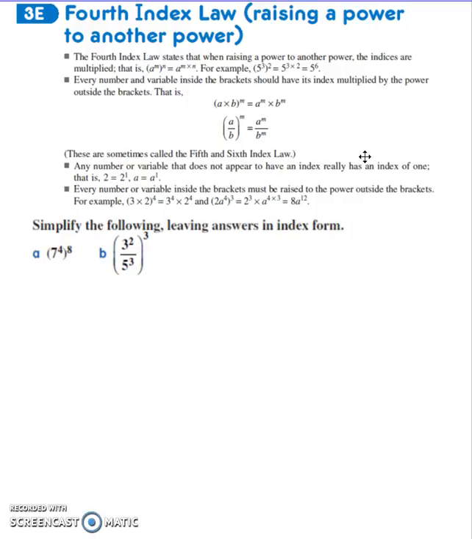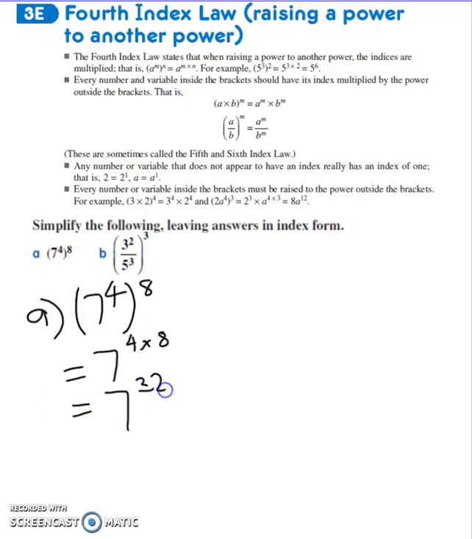So for the first one, we've got 7 to the power of 4 in the bracket to the power of 8. What we do to this one is it's really 7 to the power of 4 multiplied by 8, so we multiply the indices for this one, making that 7 to the power of 32. Now, like with the multiplying ones, we actually added them. This time we're actually multiplying them.